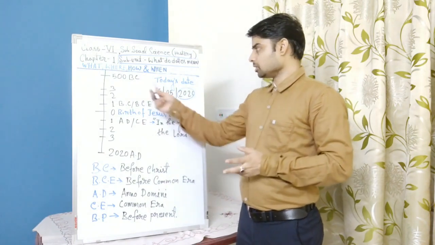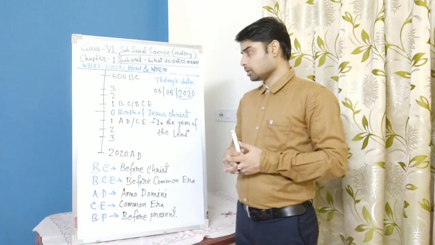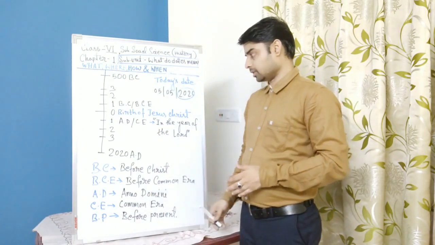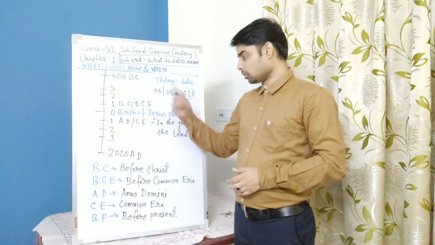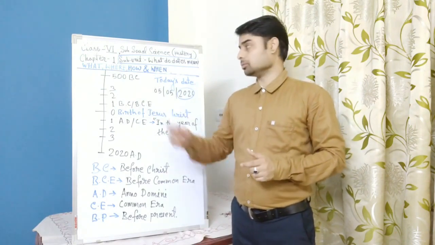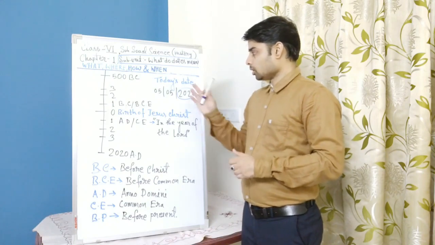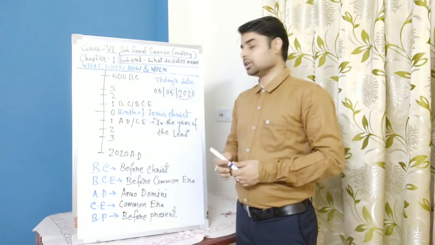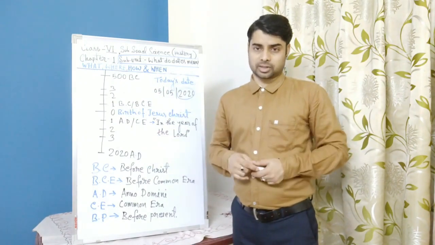Sometimes people also say that it is BP, meaning before present. Because today is the present, 2020, so before present is also denoted as BP. So some people also denote BC as BP or before present. So this is the process of calculating all the dates. This type of diagram is called a time scale.